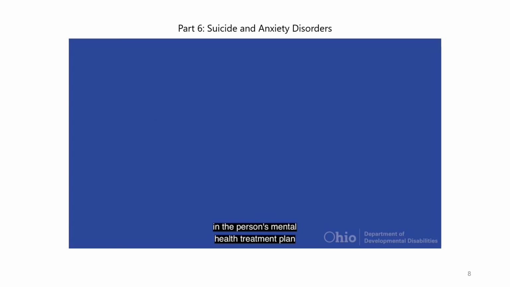Anyone who shows signs that they are thinking about suicide should be taken seriously, and DSPs should follow the appropriate steps outlined in the person's mental health treatment plan or their individual service plan, or ISP. DSPs can also call 911 or local or national crisis numbers.